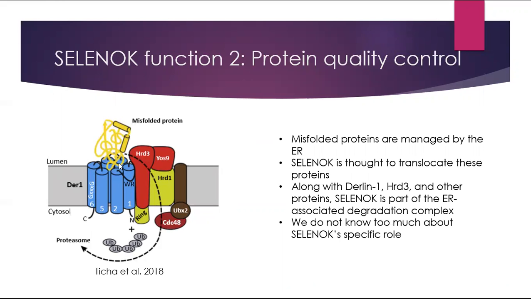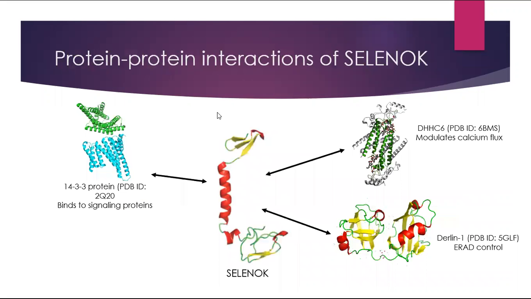So what's thought to happen is seleno K works to translocate the misfolded protein into the cytosol, where the misfolded protein is then ubiquitinated, represented by the UBs right here, and it goes to the proteasome for degradation. This is extremely important for making sure misfolded proteins don't accumulate and then eventually aggregate as plaques in your cells and cause deleterious health effects.